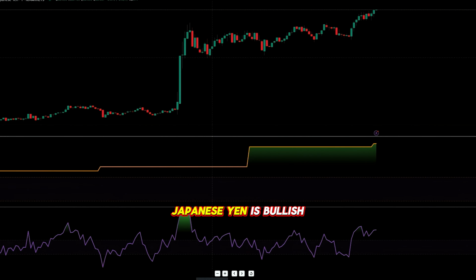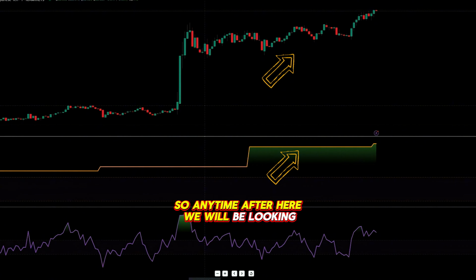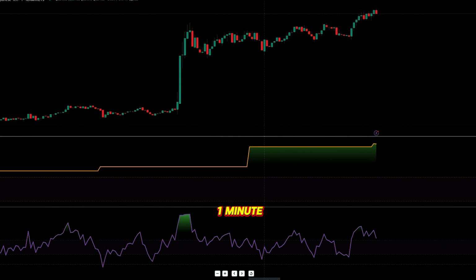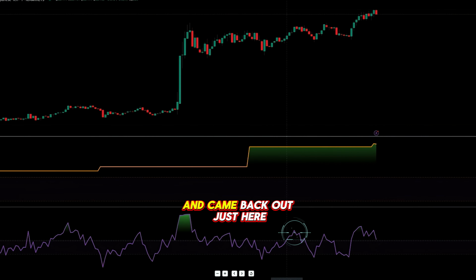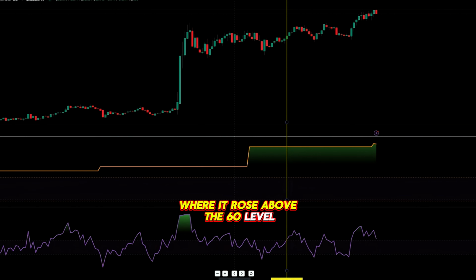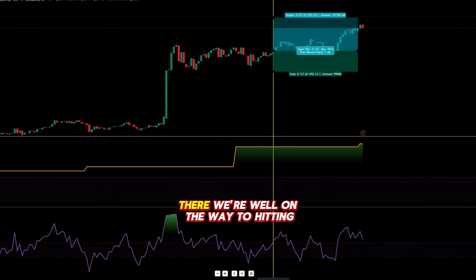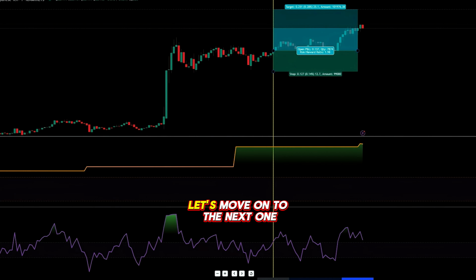New Zealand, Japanese yen is bullish, so anytime after here we will be looking for a long trade. Here we can see that the RSI on that 1 minute tracked underneath the oversold level and came back out just here where it rose above the 60 level. So our trade would have been put on here, our stop would have been just underneath the recent swing low, and we would be targeting a 1 to 2. So you can see there we're well on the way to hitting that target as well. Let's move on to the next one.